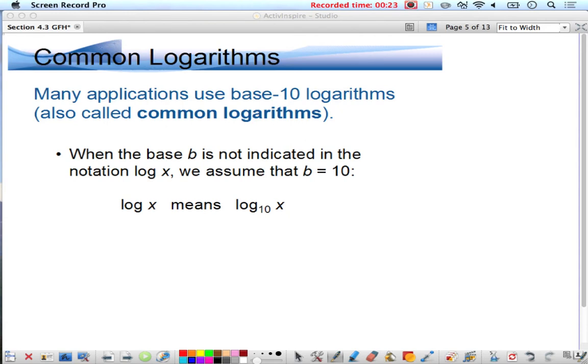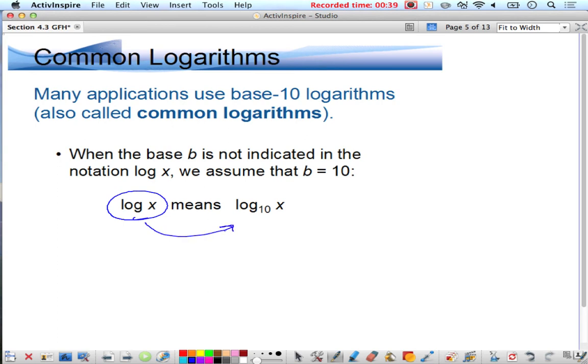The common logarithm is base 10. And it's the one that if no base is indicated, like for example, if I just wrote log of x, that would really mean log base 10 of x. This is just a shortcut for this. It's just kind of shorthand for log base 10 of x. So if you do not see a base, it's always understood to be 10, right?